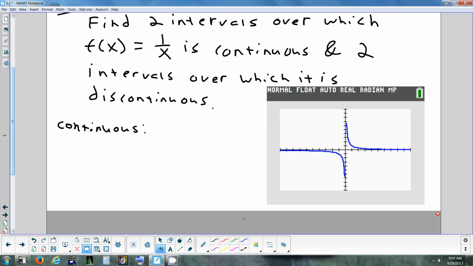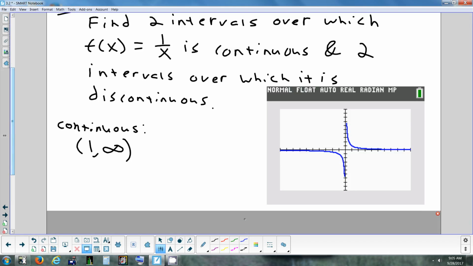How about Adney? 1 to infinity. Okay, you could trace from 1 to infinity, and how would you write that as an interval? In parentheses. You could, yeah. 1, comma, infinity. Parentheses, yeah. So that's an unbounded interval over which it's continuous.